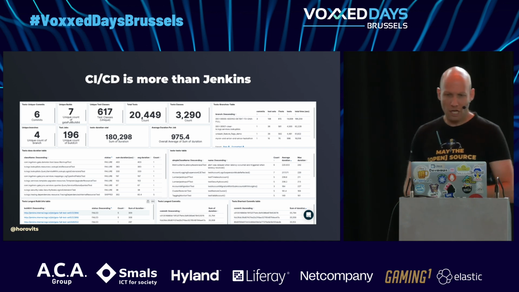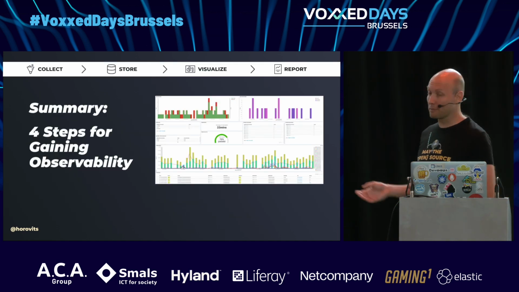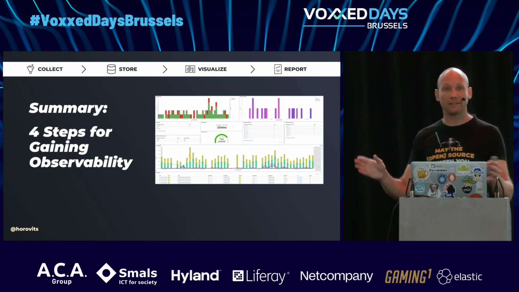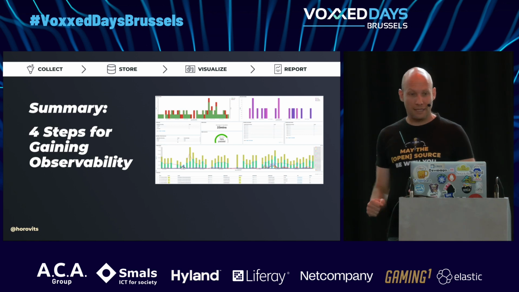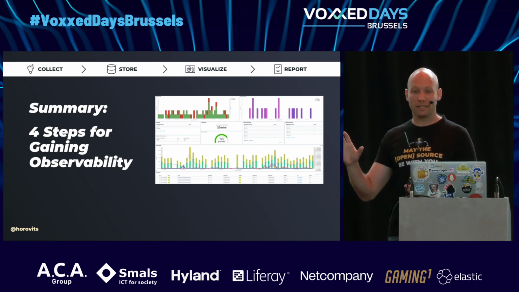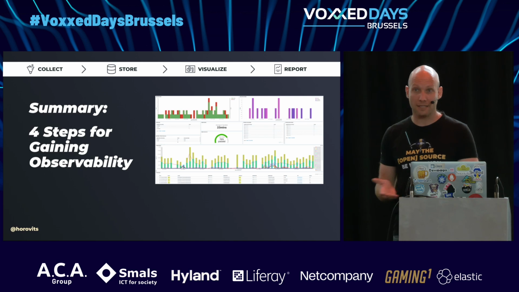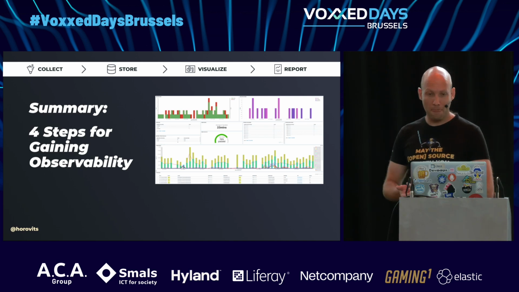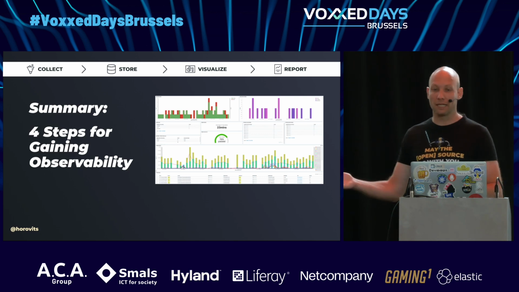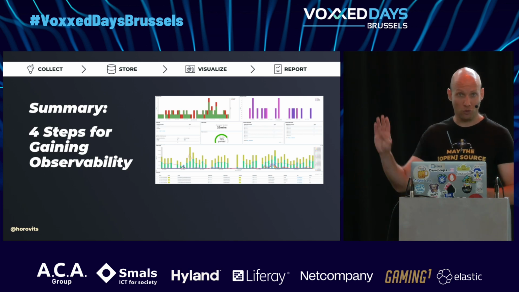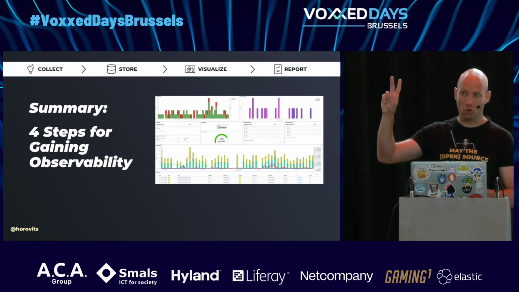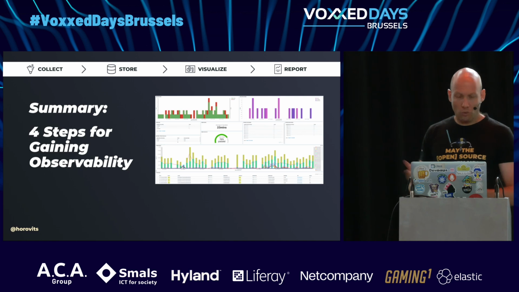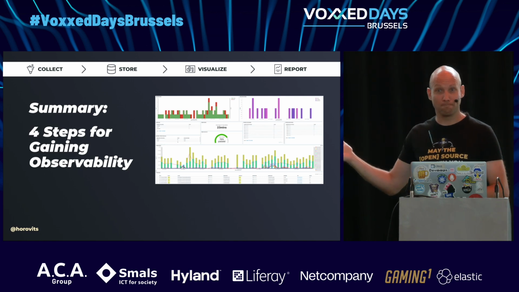Flexibility and openness. So just to summarize how we gained observability: first we instrumented the Jenkins pipeline to collect all the relevant data and put it in environment variables. Then at the end of the pipeline, we created a JSON with all the data and stored it in Elasticsearch or OpenSearch. And then we created Kibana visualizations on top of that data. And lastly, we created reports and alerts on the data. Okay? Four steps: collect, store, visualize, and report. So we have that. What's next?